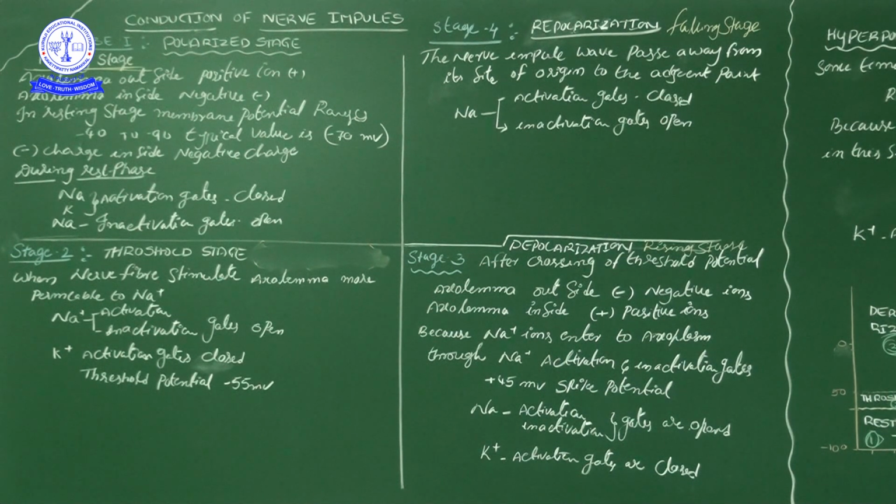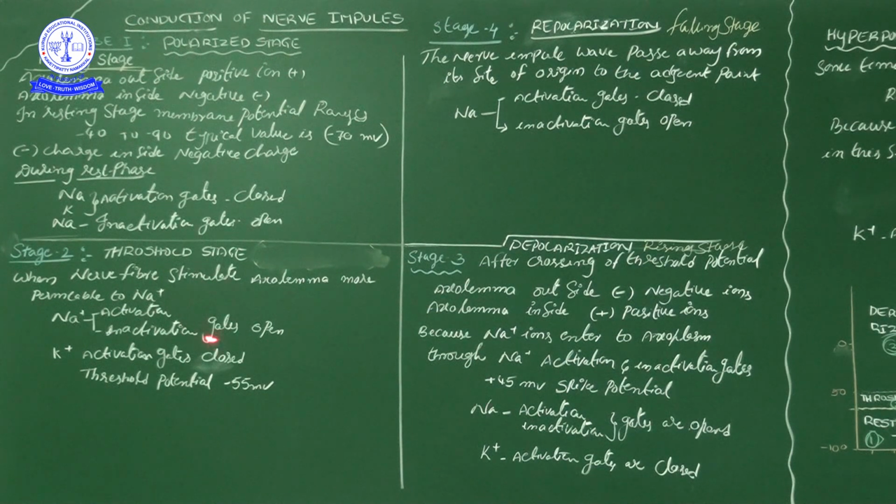In the polarized stage, what happens? Outside positive, inside negative. When it is the reverse, outside negative and inside positive, we call that depolarization. That's why we call it a rising stage: negative is converted into positive. That is what I mentioned here. After crossing the threshold potential, outside the axolemma is negative and inside is positive, because sodium ions have entered through the axolemma into the axoplasm.